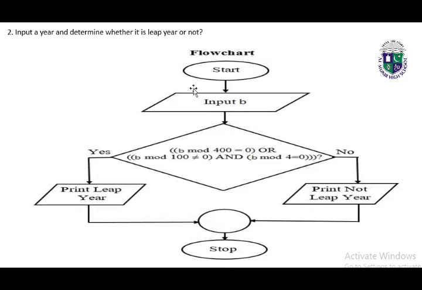So we will use the same symbols for the same purposes. We will start our flowchart. Input will be the year. Here we have the formula to determine whether the year is leap or not. If yes, then it will print leap year. If no, then it will print not leap year, and here it will stop the program, end here.